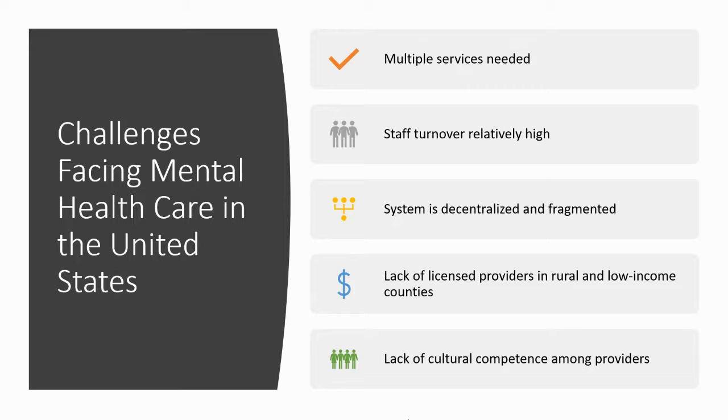In addition, staff turnover is relatively high in mental health treatment facilities. Oftentimes they're lower paid, and it's difficult to keep staff in those positions. The system is decentralized and fragmented. So think about what I just said when we talk about wraparound services. You need to make sure the person who is helping the patient with housing is communicating with their counselor and the other social service agencies so that there is this comprehensive approach to the patient.